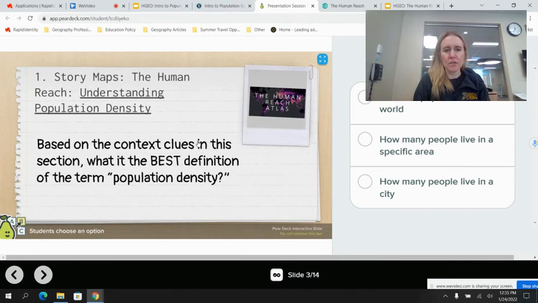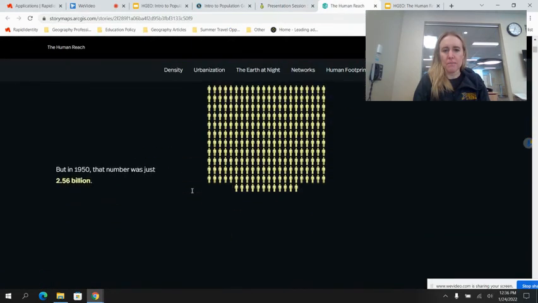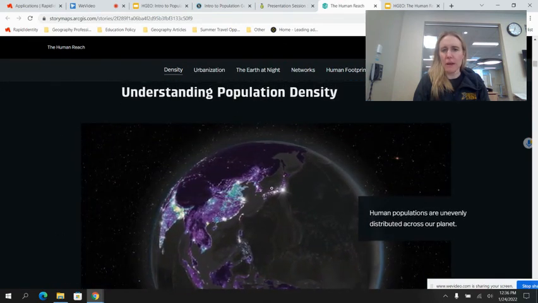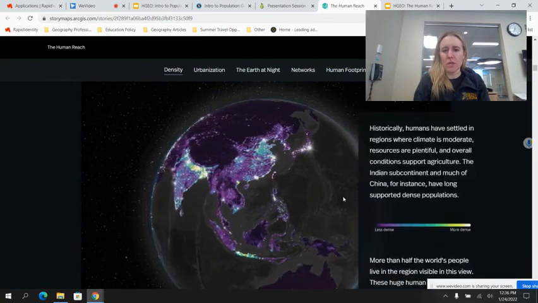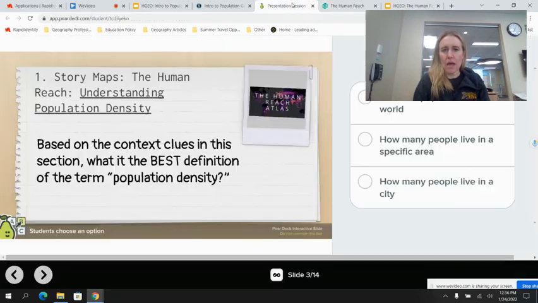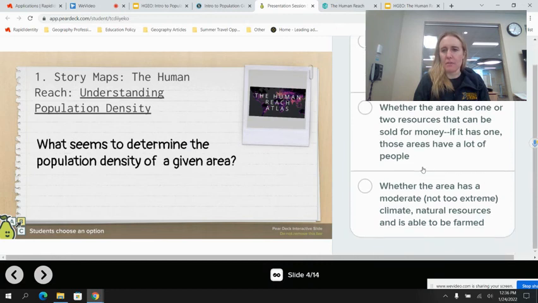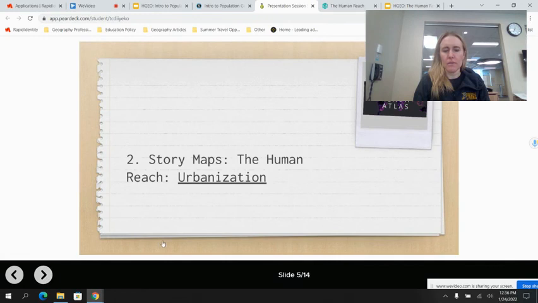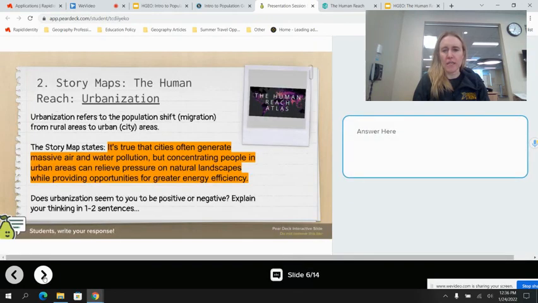So based on the context clues in this section, what is the best definition of population density? So you're going to start here. You're going to start with understanding population density. Right here. So understanding population density, you're going to read through. There's some beautiful maps. You read through the information. And you are going to try to come up with the correct answer there. There's some other questions. What seems to determine the population density of a given area? Then it tells you to move on to the next section.